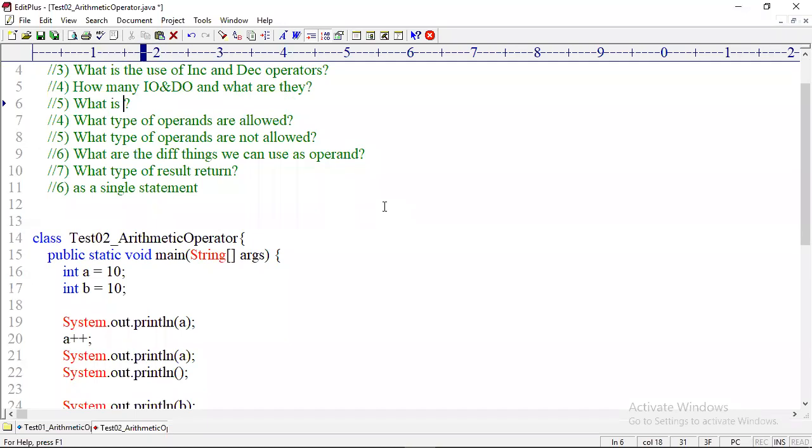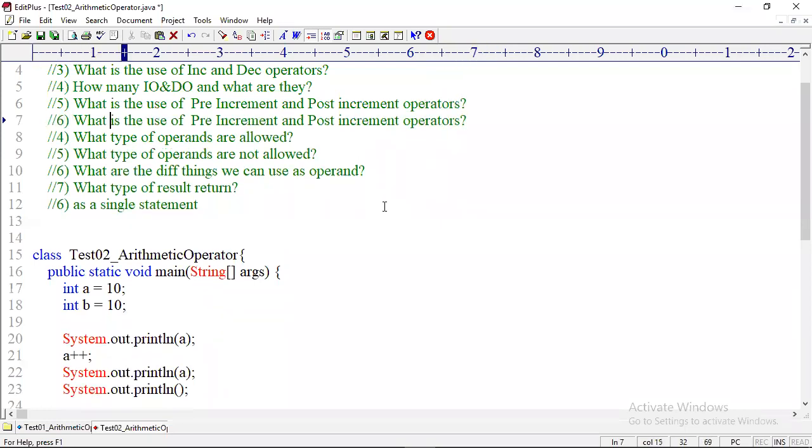What is the use of pre-increment and post-increment operators? You can say this one here. What is the use of pre-increment and post-increment operators? And the next, sixth point: what is the use of pre-decrement and post-decrement operators? Come on, tell me.